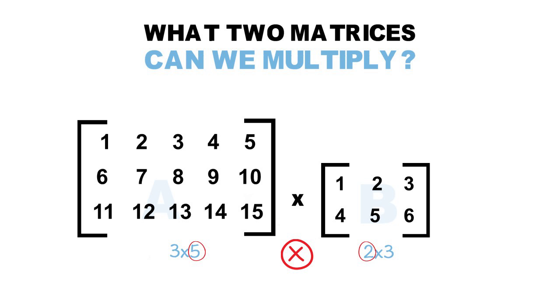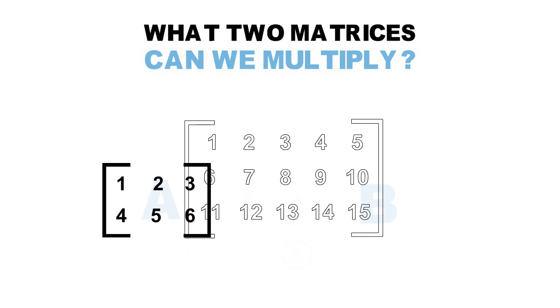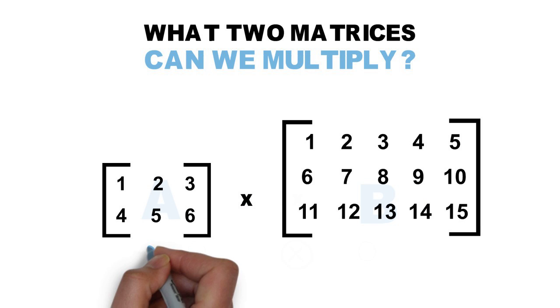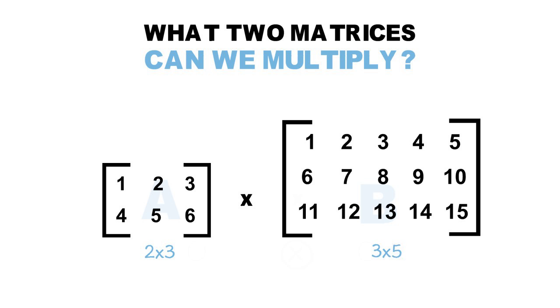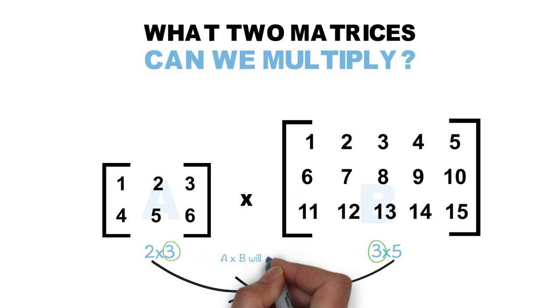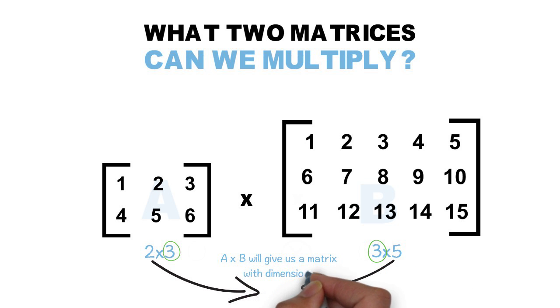So let's go back to the case where they work. Let's look at A times B. We haven't talked about how you're going to do this yet, but we're allowed to do it because the inside dimensions match up. And because the inside dimensions match up, the outside dimensions are going to tell us the dimension of the answer. That means the dimensions of A times B are going to be 2 by 5. Whatever matrix that is, it's going to have 2 rows and 5 columns.